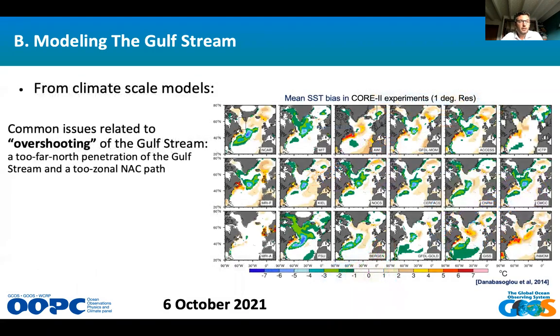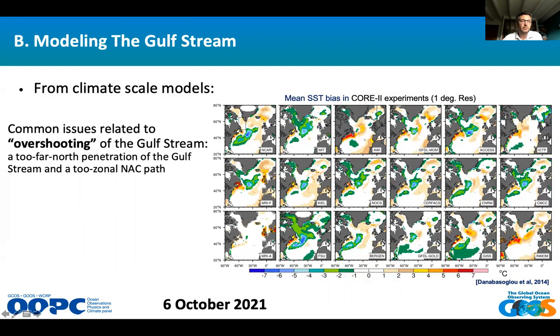So the Gulf Stream is notoriously difficult to model, especially for climate scale models. A well-known issue present in many of these models is the overshooting of the Gulf Stream. In other words, the Gulf Stream doesn't separate where it should at Cape Hatteras, but it just follows the continental slope and penetrates too far north.